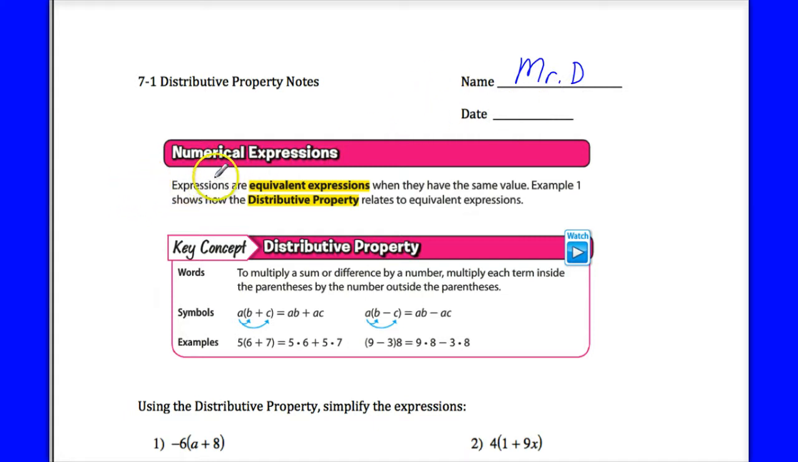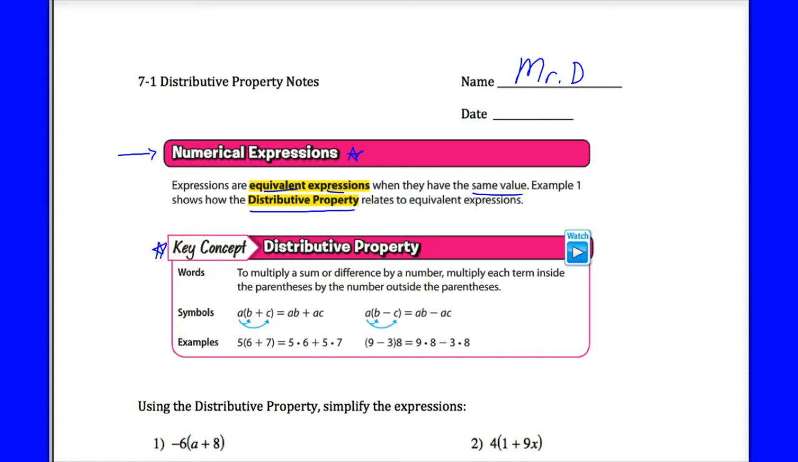And real quick here, what we're dealing with are things called numerical expressions. Some expressions can be written as equivalent expressions when they have the same value. The distributive property allows us to do this when we have a variable inside of a parenthesis, and that's what they're trying to show you here. It's called the distributive property, as we've been saying it for a few days with the algebra tiles. But here's an explanation of it in words.